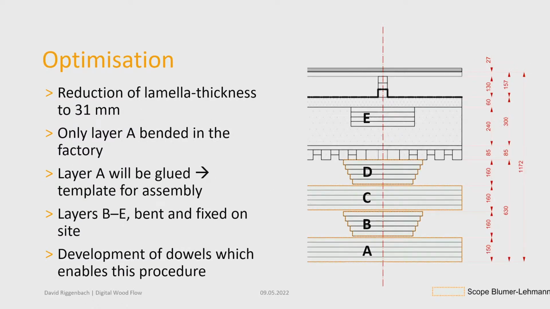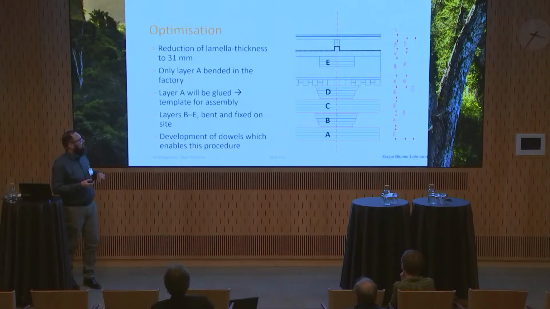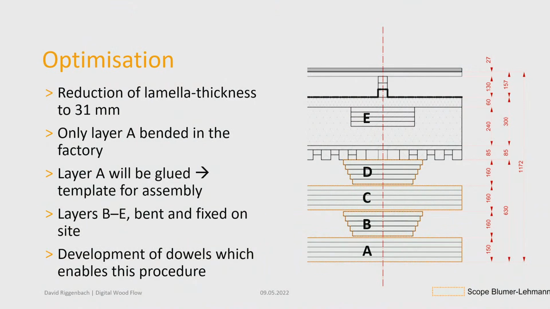So the optimizations we did to be able to bend the pieces with less force: of course, we reduced the thickness of the lamella. We now work with 31 millimeter LVL, which means that we now need 5 lamellas for each beam. So from an economic point of view, that's not an optimization. But the big optimization we achieved by combining a little bit how we are used to build freeform with highly prefabricated pieces, and the examples you saw in Johan's presentation, where they bent the pieces on site in a certain form.